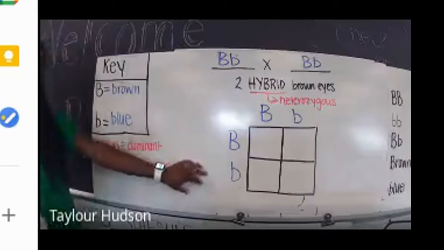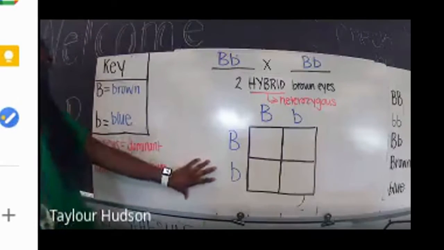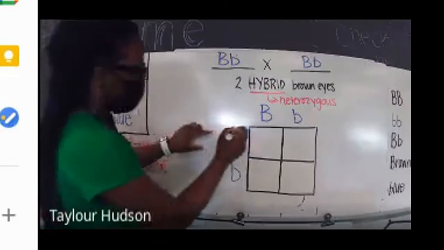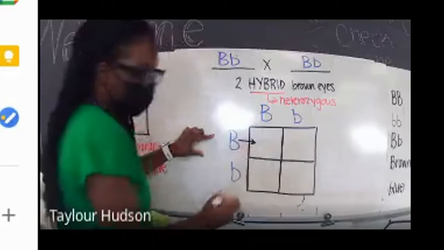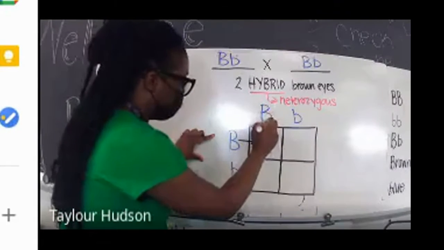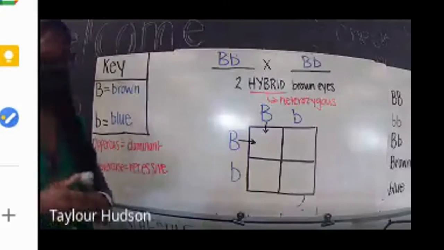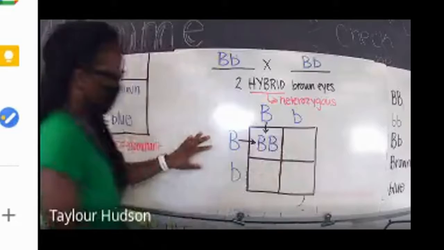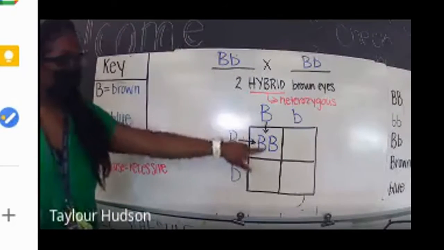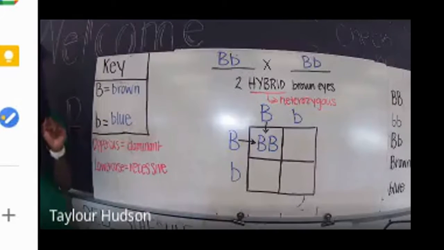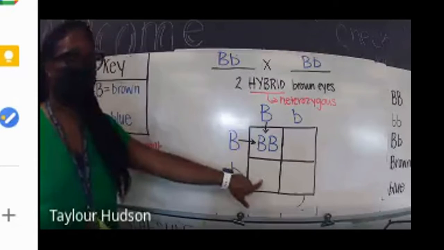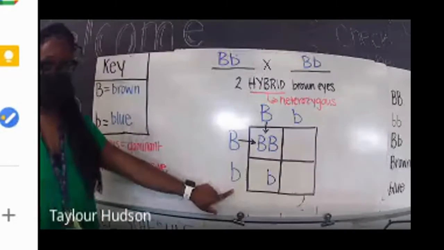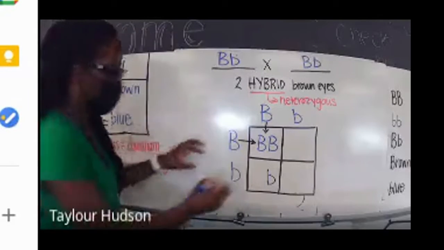Now we're going to fill in our Punnett square. To fill in a Punnett square, you're going to drag and drop. You're going to drag over the allele from the left, and drop down the allele up top. So I'm going to drag and drop big B, big B. I dragged over, and I dropped down. I'm going to do the same thing for this box. I'm going to drag over this little b, and drop down this big B.